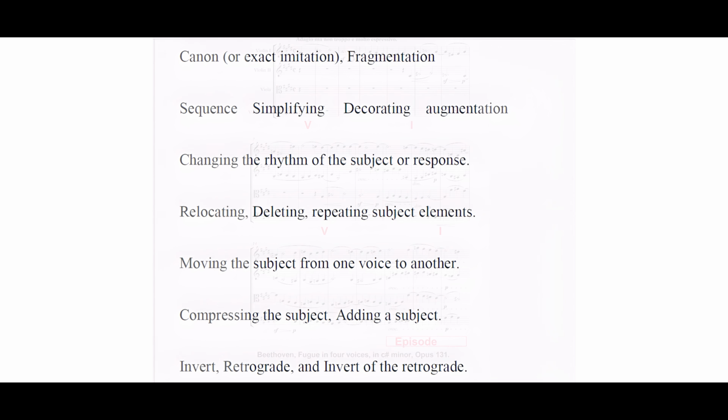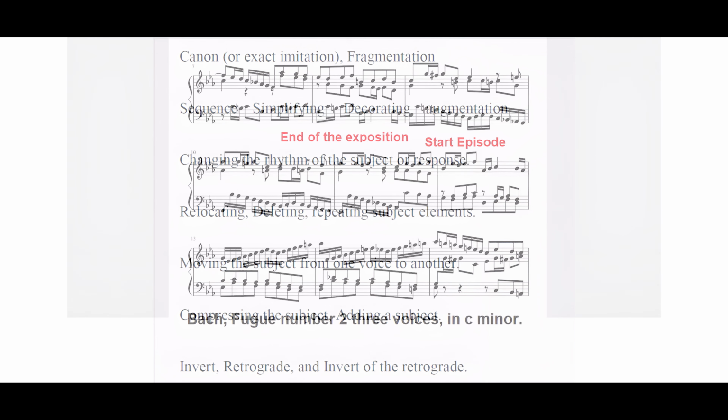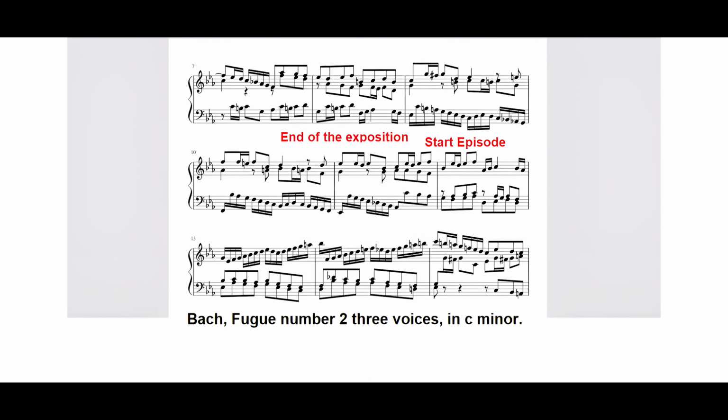In the development part, composers use some techniques including canon or exact imitation, fragmentation, sequence and decorating, augmentation, changing the rhythm of the subject or response, and others that you can see now. And the important part, which is really practical, is inversion, retrograde, and finally inversion of the retrograde. Usually, the composer avoids returning to the main tonality during the process, often staying within a new key.